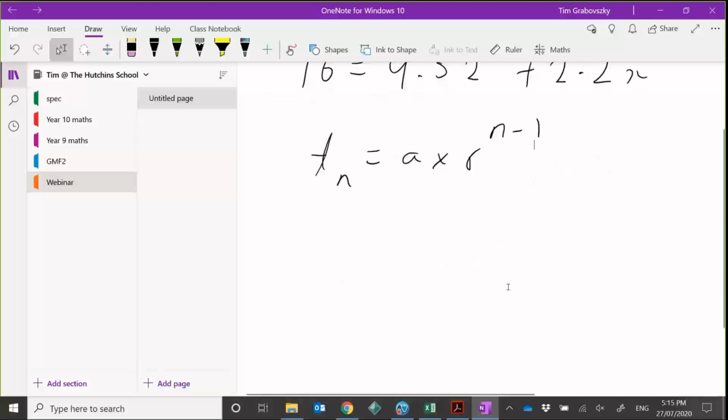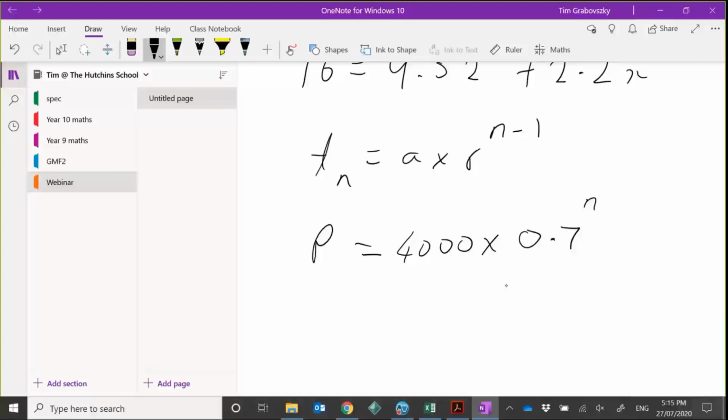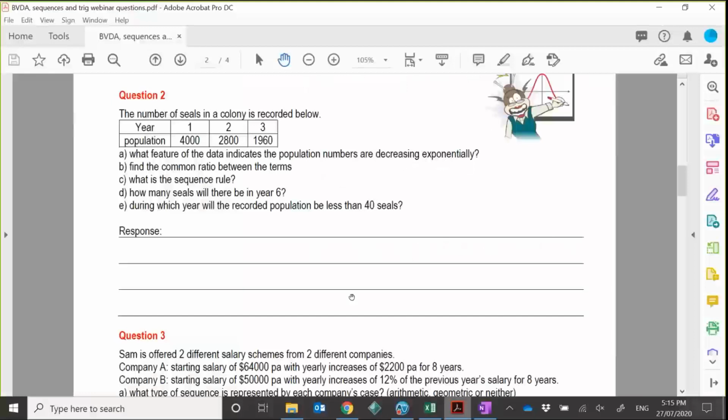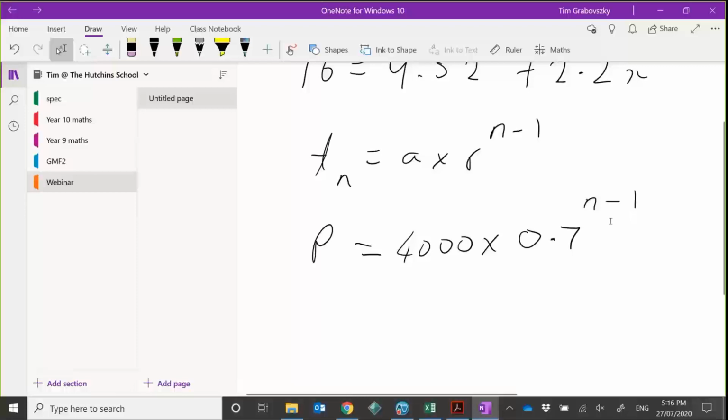And so our rule is going to be our population, P, is equal to the starting number was A, which is 4,000, multiplied by your common ratio, which is 0.7, to the power of n minus 1, where n is the number of years. So that is your geometric sequence rule for part C of the question. What is the sequence rule? So there it is, 4,000 times common ratio to the power of n minus 1.